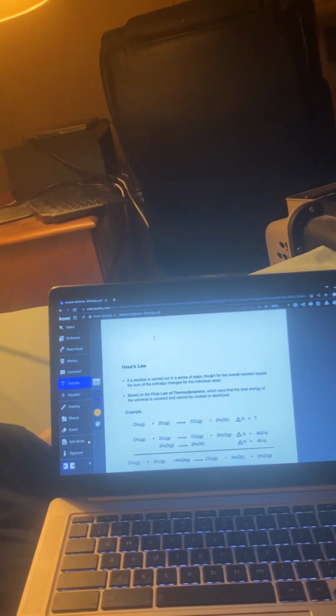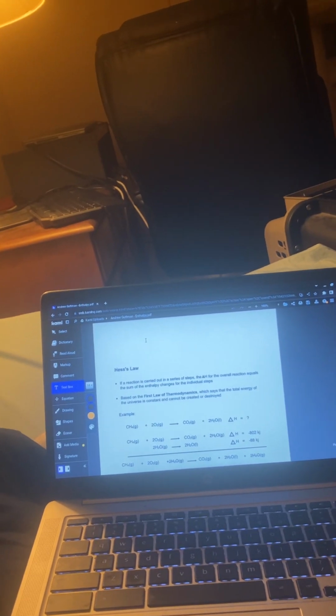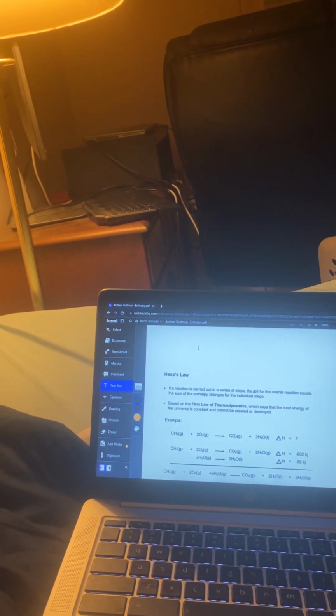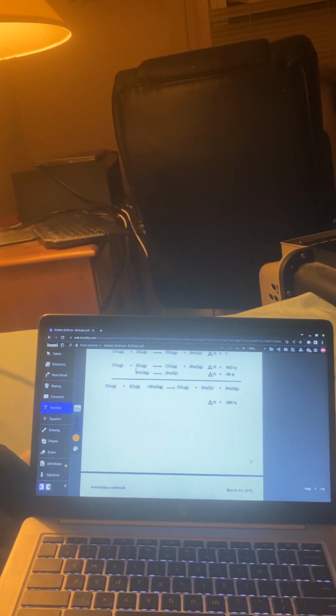Hess's law states that the delta H of the overall reaction is the sum of the enthalpy changes for the individual steps, which is based on the first law of thermodynamics.